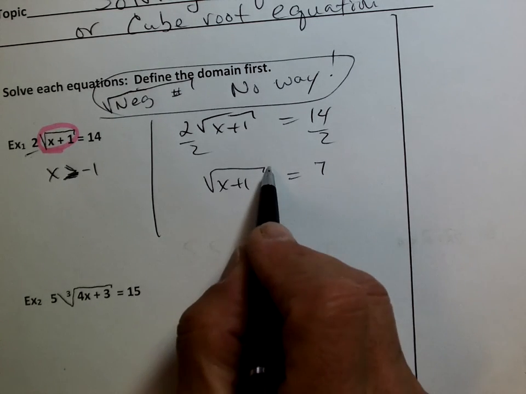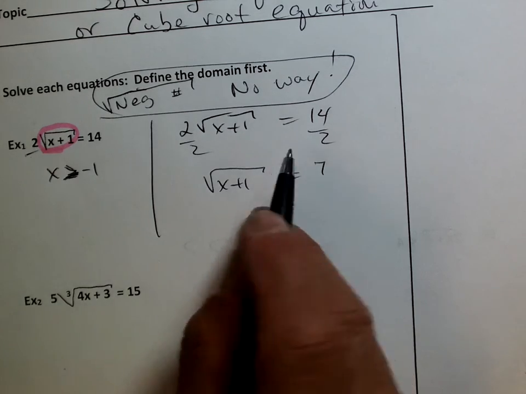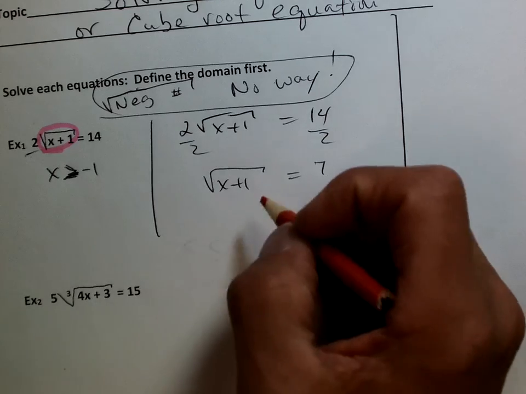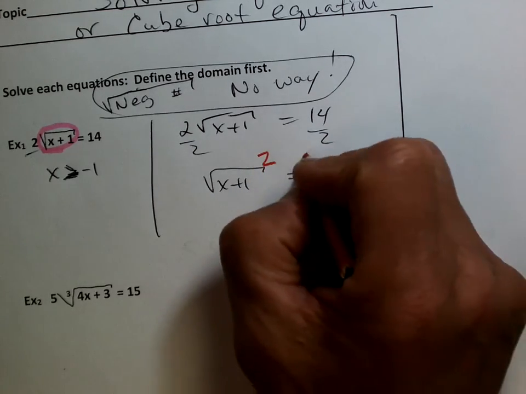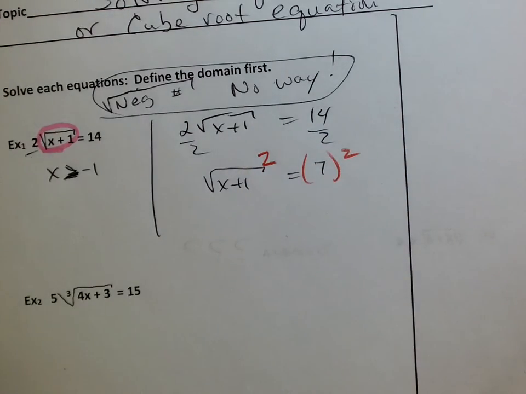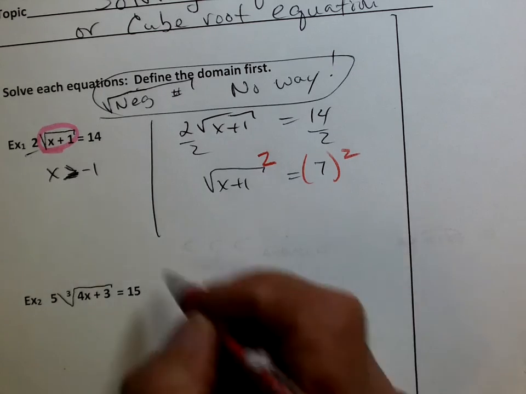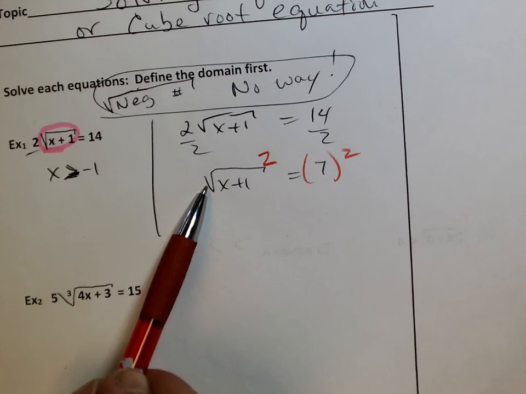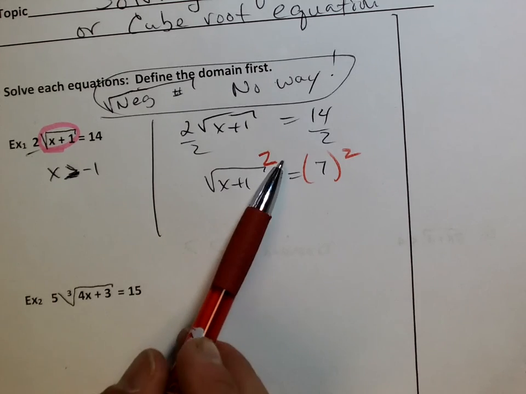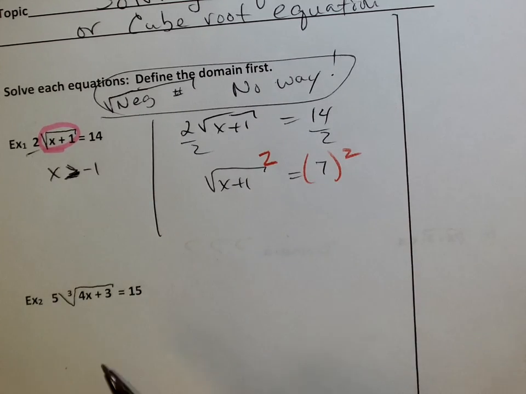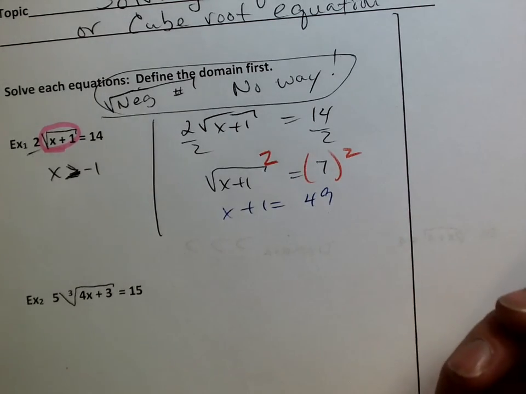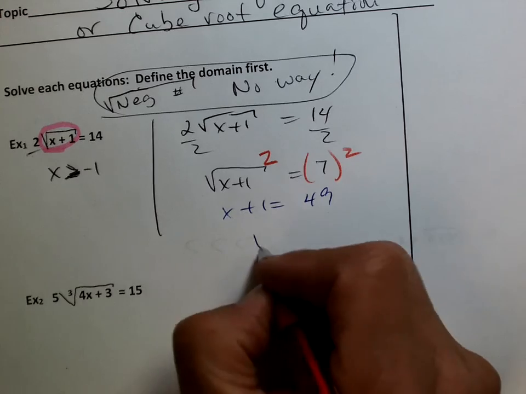How am I going to get rid of the square root? We always do the opposite operation, right? So I'm going to get rid of the square root by squaring both sides, right? Because the square root would cancel the square. And we know that also because this is like a 1/2 power. We learned that the other day. And the 1/2 power of the 2 just cancels it out, right? So then we have just x plus 1 equals 49, right? Minus 1, minus 1, x equals 48.